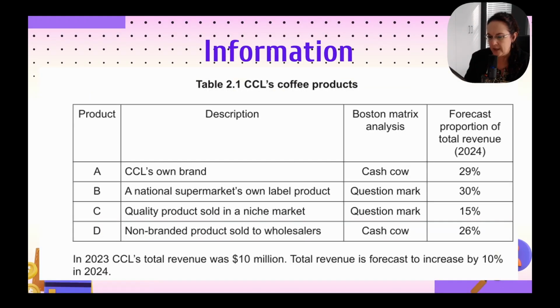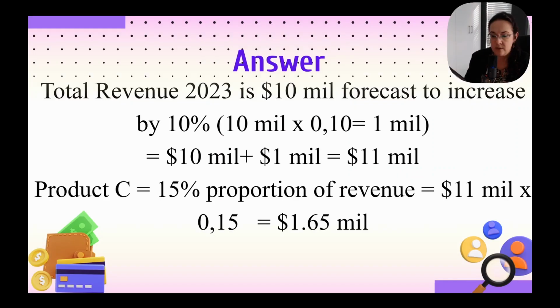Now, if we look at the table again, product C's forecasted revenue is 15% of this. So I will take 15% of this 11 million for 2024 that we just worked out. Remember, product C is contributing 15% of that revenue that we're predicting, and that will give us 1.65 million, because I will take 11 million times 15%.